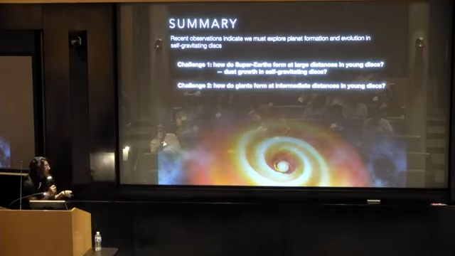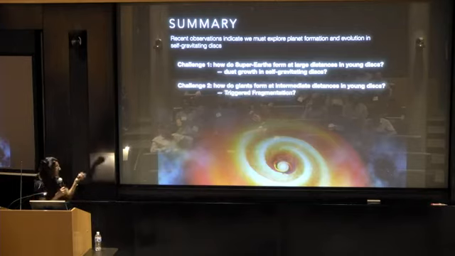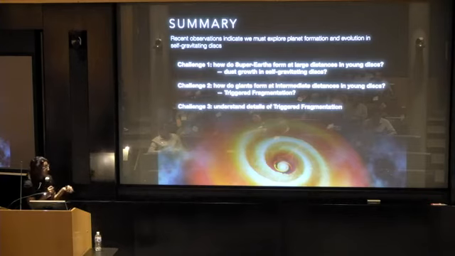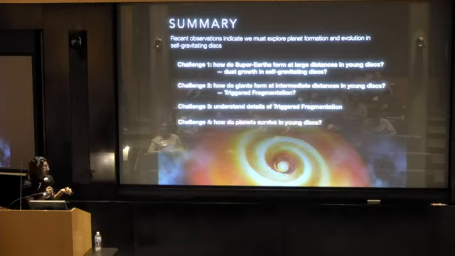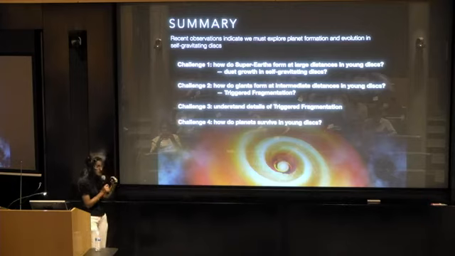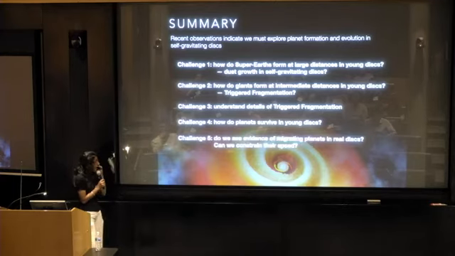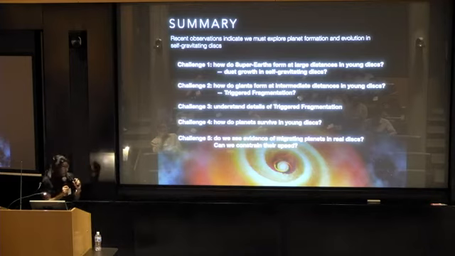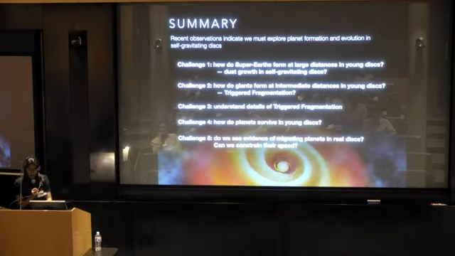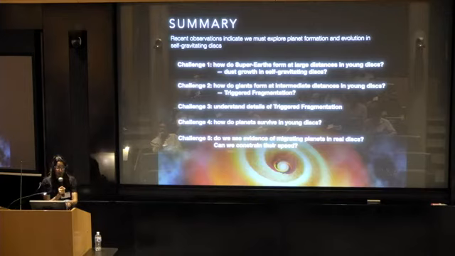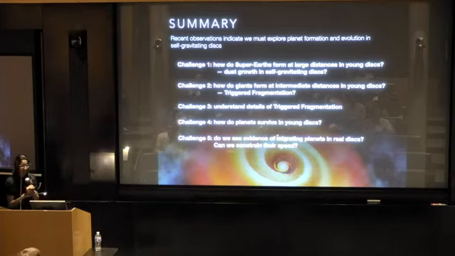The second challenge I asked was, how do we form giant planets at somewhat intermediate distances? And I proposed the idea of triggered fragmentation, and we in fact need to understand the details of triggered fragmentation in more detail. And then the fourth challenge I put out was, how do planets in fact survive in these disks? We need to think about the migration of planets in young disks. And then finally, I talked about trying to observe migrating planets, and whether we can in fact constrain the speed at which they're migrating. So with that, I'll thank you for your attention, and I'll take any questions.